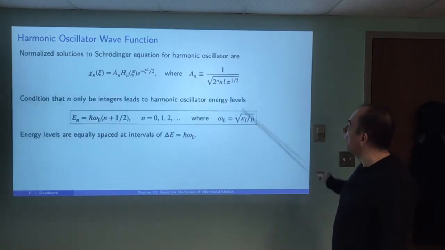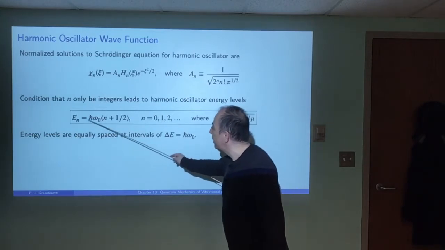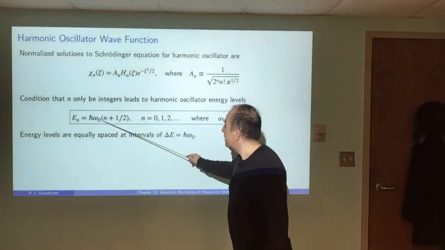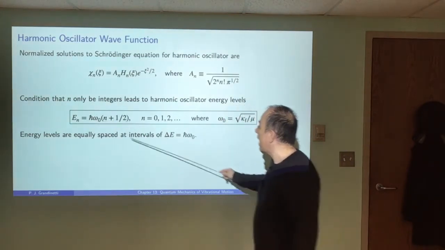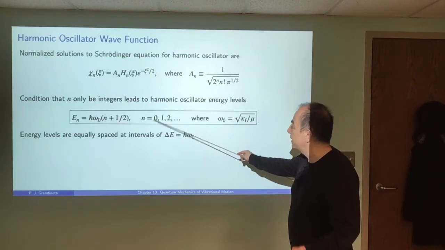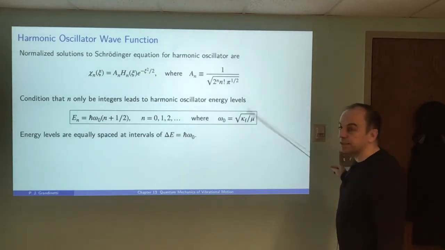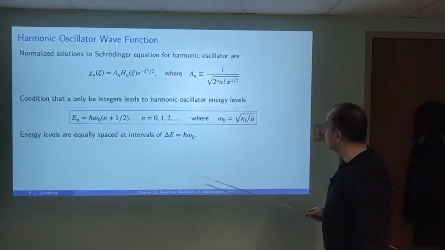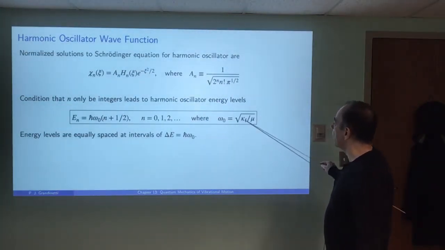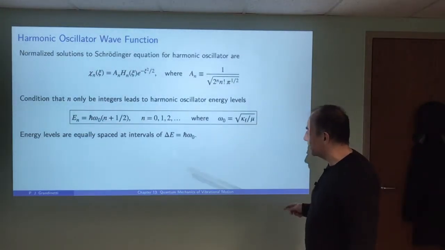And then if we calculate the energies, you'll find that the energies will be equal to the reduced Planck's constant times omega naught times n plus 1/2, where n is this quantity we had to define, where n is integer values of 0, 1, 2, 3, and so on. And this omega naught is something you should remember from the chapter on classical mechanics of vibrations, which is just the square root of the force constant divided by the reduced mass here.